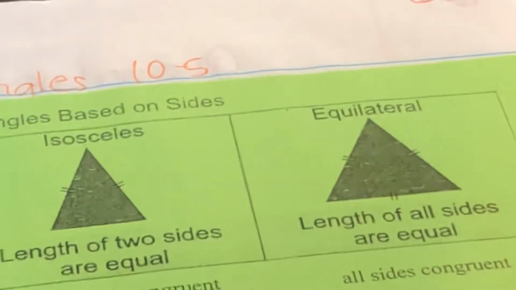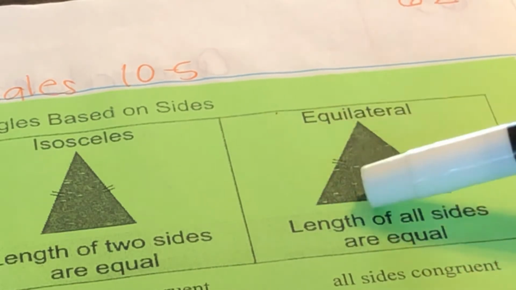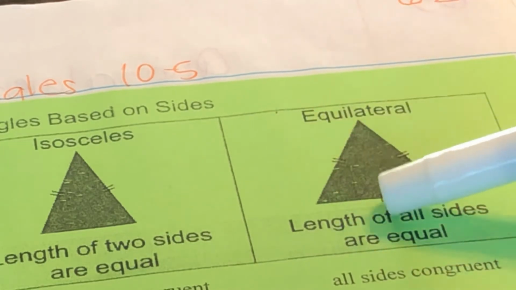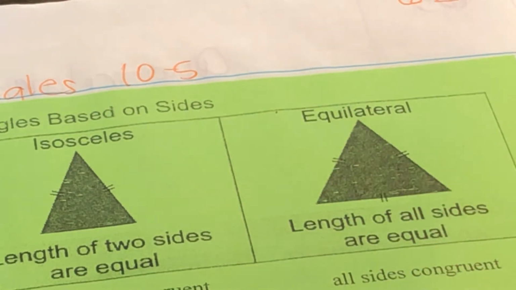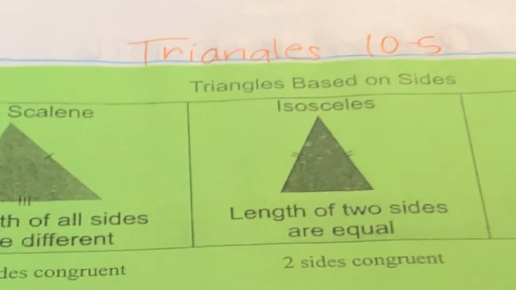The last triangle that we have is an equilateral triangle, and it even has the word equal in it. Equilateral triangles, the length of all sides are equal. All three sides have the exact same length, which is why it's called equilateral. So all three sides are congruent. If you look at this picture, they've got indicators on each side that match. Now sometimes pictures aren't going to have those, so you can't always base it on those. You might have to do some measuring to decide if all sides are equal or different.